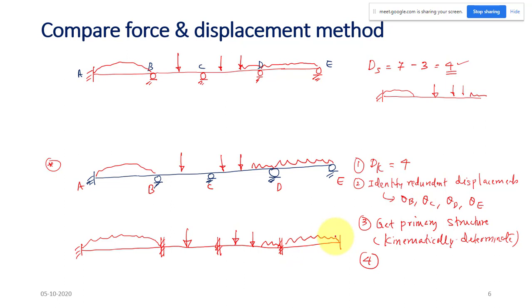So the next step in the force method was to analyze your primary structure subjected to external loading. Similarly, in the displacement method, your next step is to analyze the primary structure subjected to external loads. Apply all the external loads which are given in the structure. So analyze this primary structure. That is your next step.